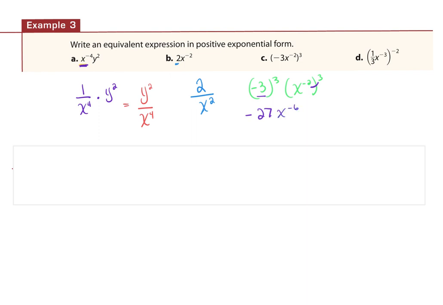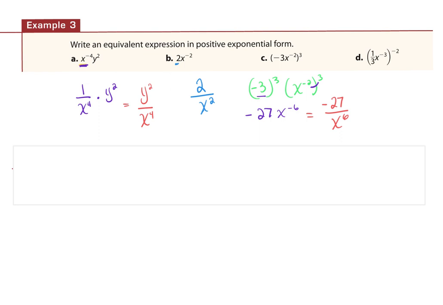I don't ever want to leave a negative exponent. So I'm going to rewrite it. My negative 27 isn't even being taken to a power, so it stays where it is. The x is to a negative power, so it goes on bottom. Okay? It goes on bottom.